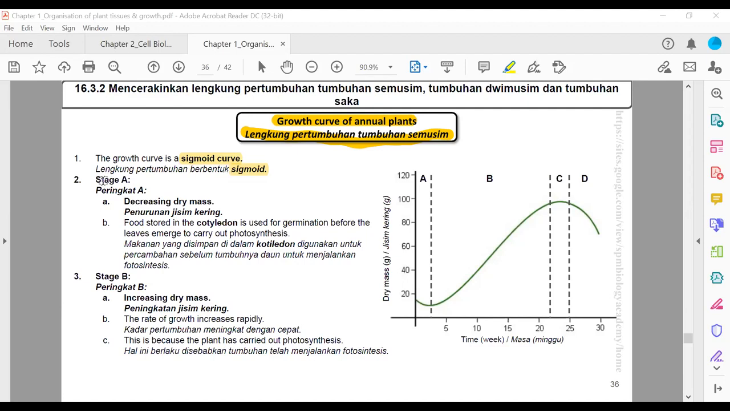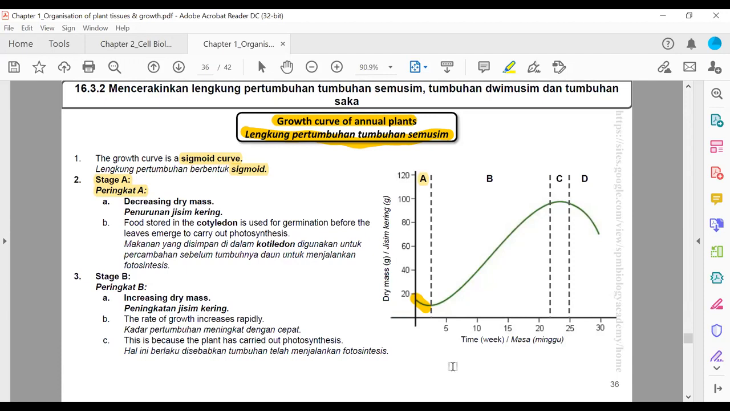Okay. Stage A. We divide this graph into 4 stages. The first one is stage A, from here to here. So my question here: we are talking about growth, so the dry mass must increase, because growing means what? Dry mass must increase. But what is strange here is that during germination, what happens? The growth shows negative growth rate. The growth rate is negative. The dry mass decreases.